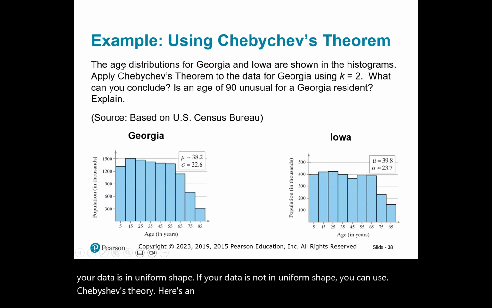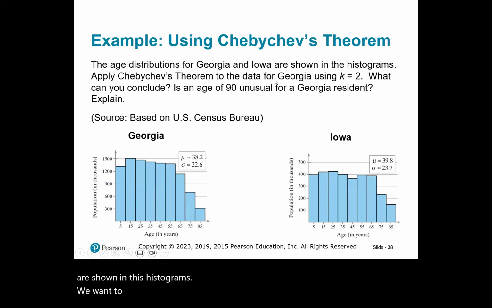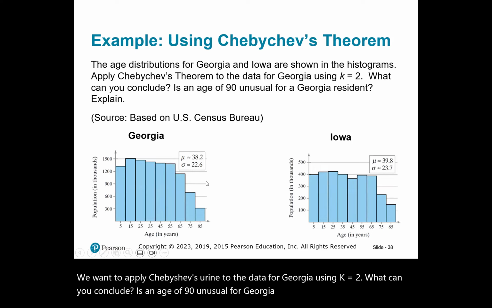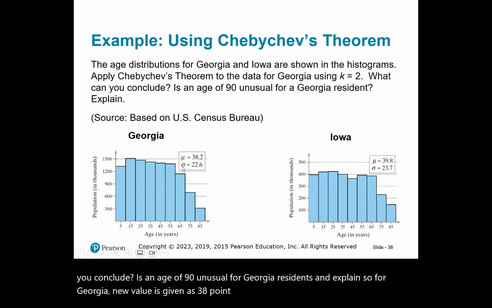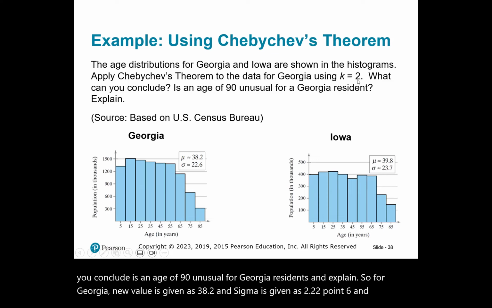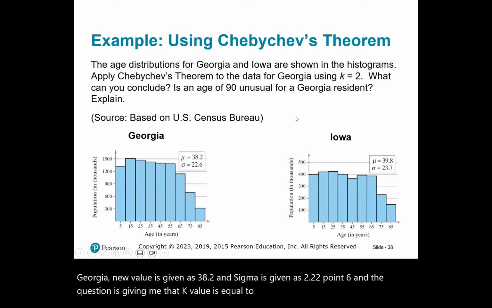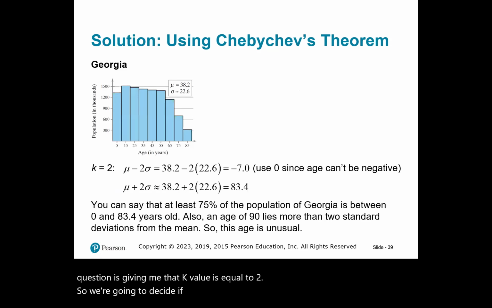Here's an example. The age distributions for Georgia and Iowa are shown in these histograms. We want to apply Chebyshev's theorem to the data for Georgia using K equals 2. What can you conclude: is an age of 90 unusual for Georgia residents, and explain. So for Georgia, mu is given as 38.2 and sigma is given as 22.6. And the question is giving me that K is equal to 2. So we're going to decide if 90 is unusual.